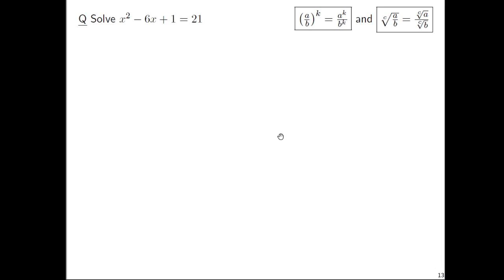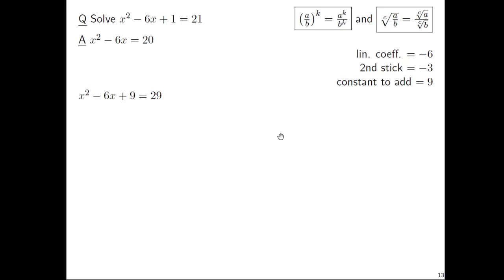Let's try another example. x squared minus 6x plus 1 equals 21. Again, there's this plus 1 on the left side. I think it's just getting in the way, so I would like to subtract 1 on both sides to start. And then the linear coefficient is negative 6, half of that is negative 3. That's the second stick. We've got to square negative 3 to get the number 9. So 9 is the constant that we need to add, and we'll add 9 to both sides.